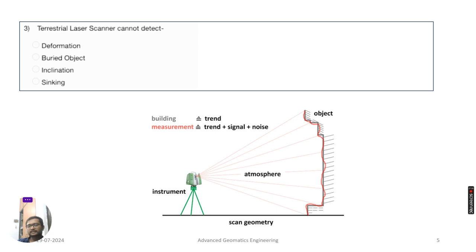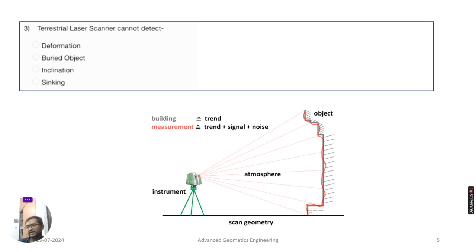And then sinking is another example. If we take the example of a bridge or pavement, they sink because of the traffic load or vehicular load. That we can also find out using these lasers. These are the different applications of terrestrial laser scanner. For buried objects, we cannot use it because it cannot penetrate through the ground.